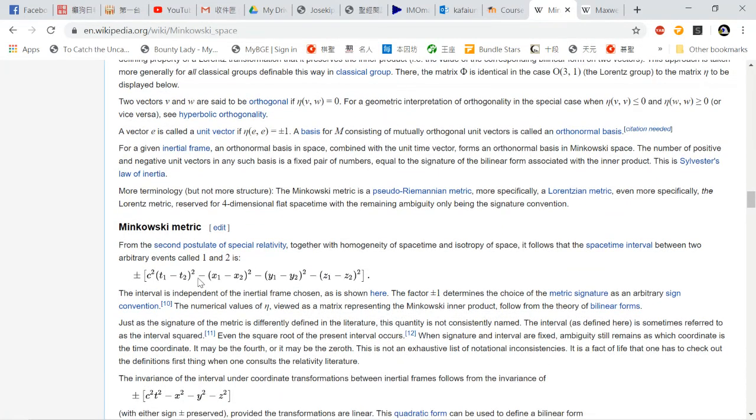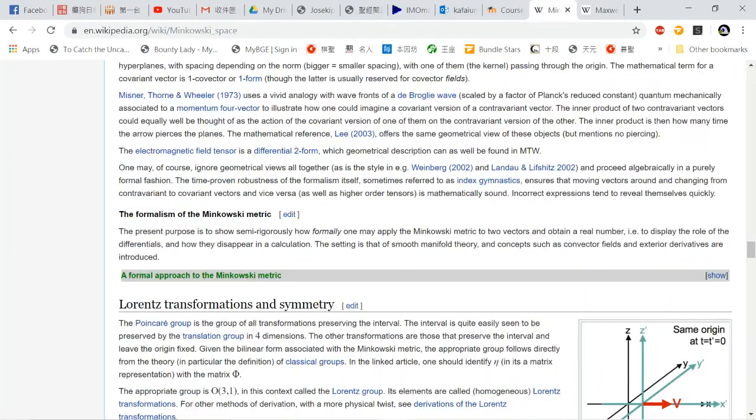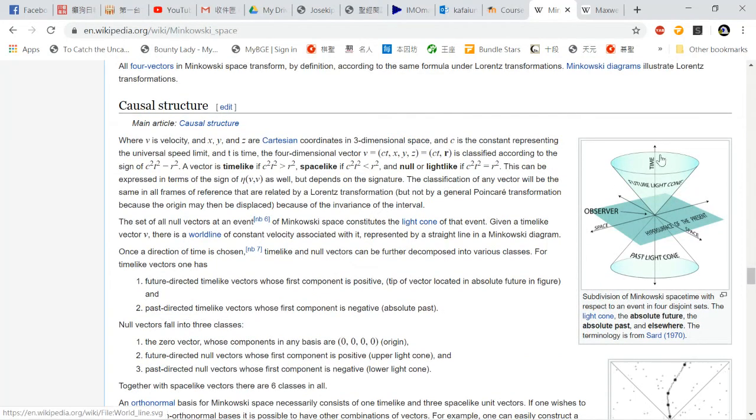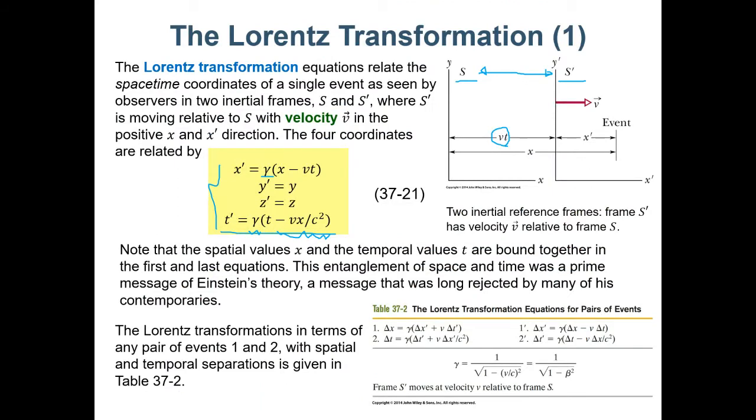Well, you can see something similar here. Lorentz transformation and symmetry. And this is the well-known light cone. So here we know that the Lorentz transformation should be like this, and this table is for the Lorentz transformation for pairs of events, which means that there may be two events occurring at maybe here and there.